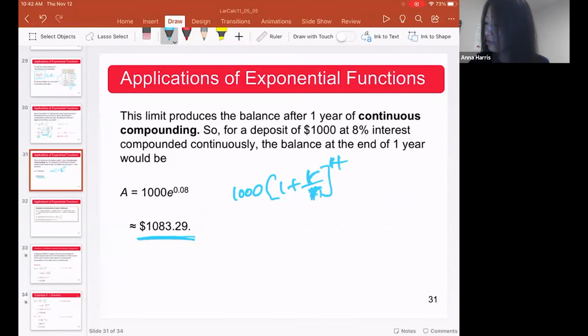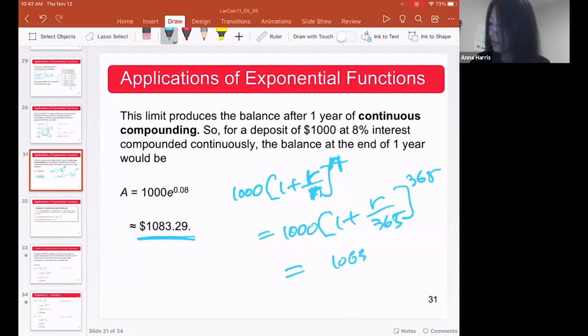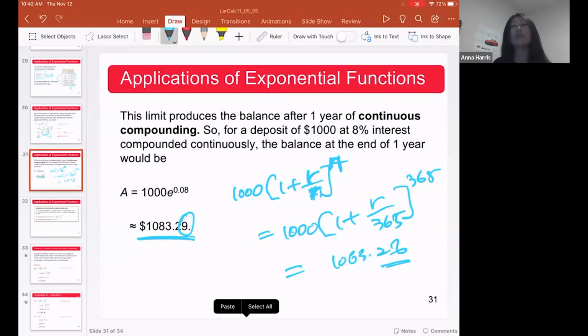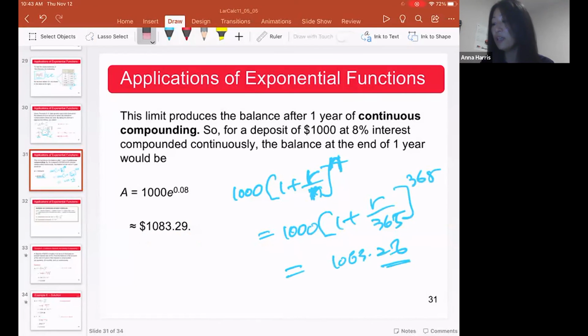So when you have this, you get $1,083.28. So this one has one more cent. By compounding continuously, you get a little more money. But this 1 cent looks like it's nothing. But say if you deposit a lot of money, that 1 cent makes a big difference. So when you compound continuously, that's the best thing for you, money-wise, for saving-wise.